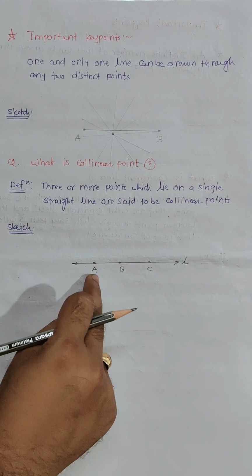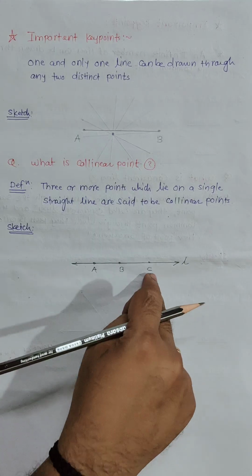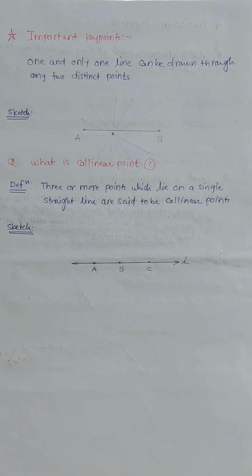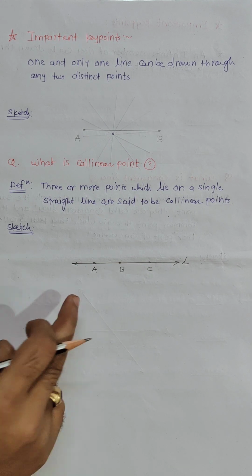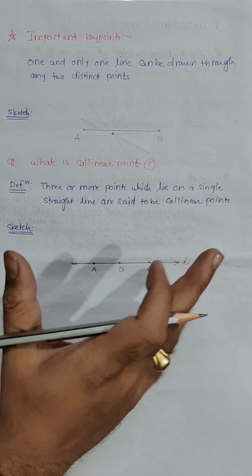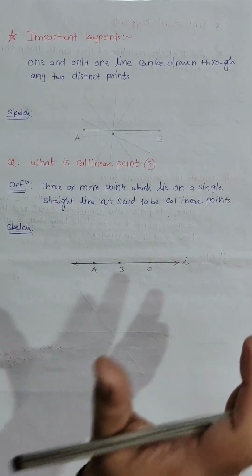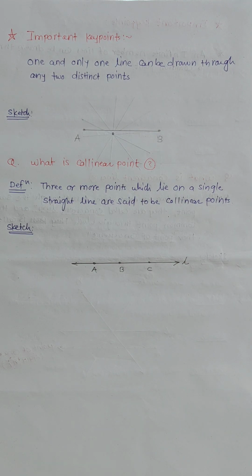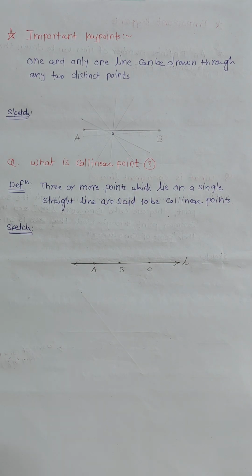Here, point A, point B, point C lie on the line. Points that lie on the same line are called collinear points. Clear?